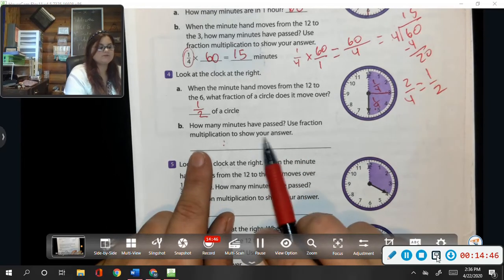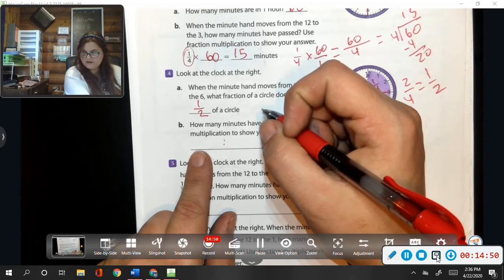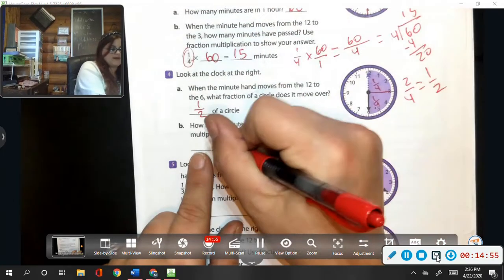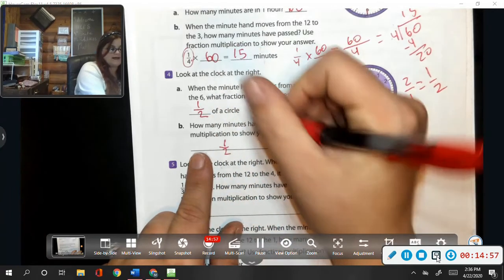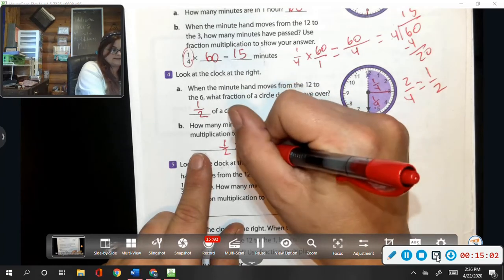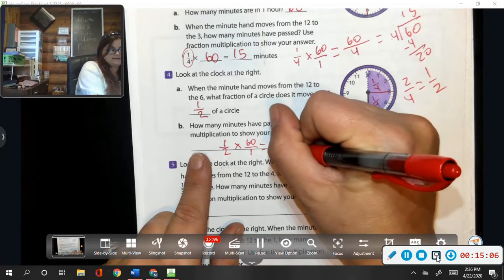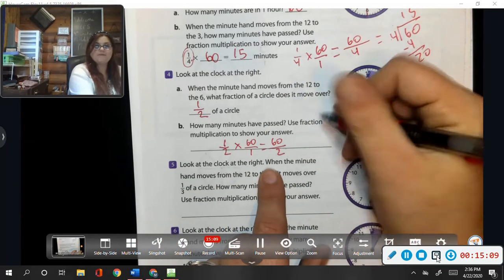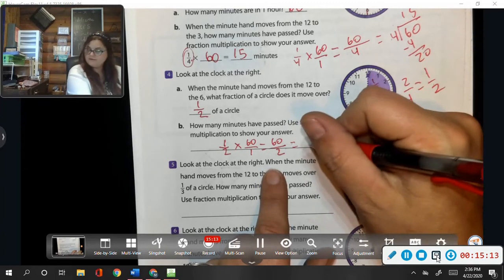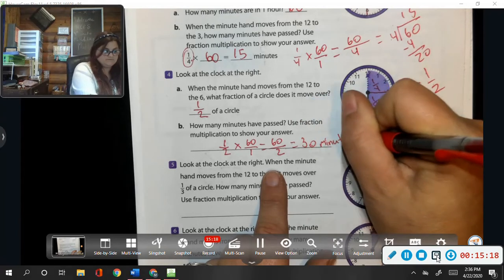B, how many minutes have passed? Use fraction multiplication to show your answer. So we have 1/2. So instead of 1/4, we have 1/2. We're going to multiply that by 60 because each one is an hour, and an hour is worth 60 minutes. So we're going to go ahead and multiply that out. We have 60 divided by 2, which 2 times 3 is 6, so that would be 30 minutes.